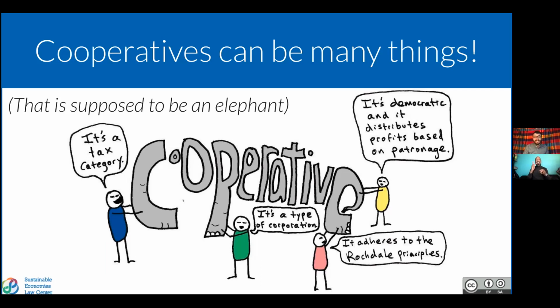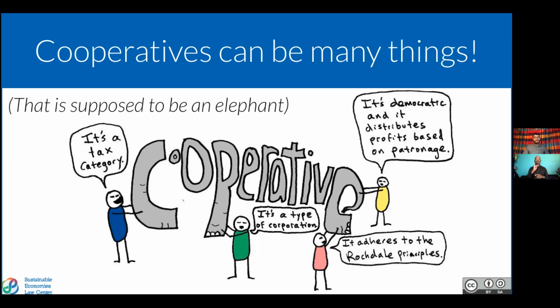So for some, a cooperative is a tax category. For accountants or tax professionals, they might look at a cooperative and see, oh, you have to be taxed as a cooperative to be considered a cooperative. To others, a cooperative is a type of corporation. In California, we have a California Cooperative Corporation, and some people think to be called a cooperative, you have to be formed under that. And to others, regardless of entity or tax status, it's an organization that adheres to certain principles of democracy, equity, and inclusion. So I just wanted to flag that.